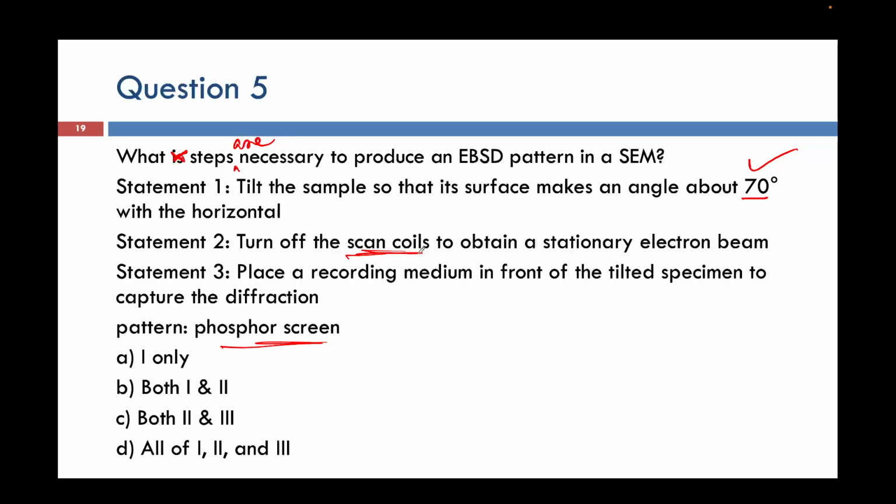So turn off the scan coils, that means we are not deflecting the electron beam anymore. That is how we are able to achieve this stationary electron beam, because a stationary electron beam is needed so that only it will interact with the highly tilted specimen. And finally, place a recording medium to capture.